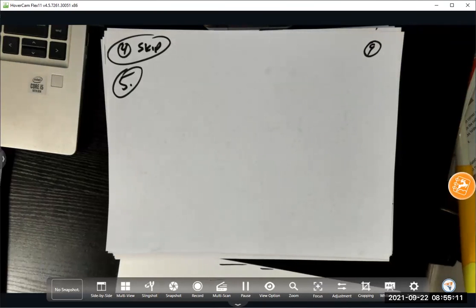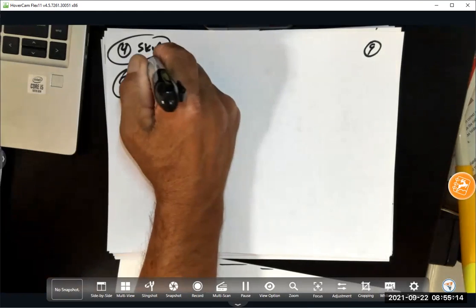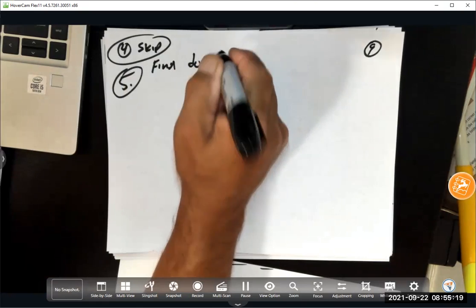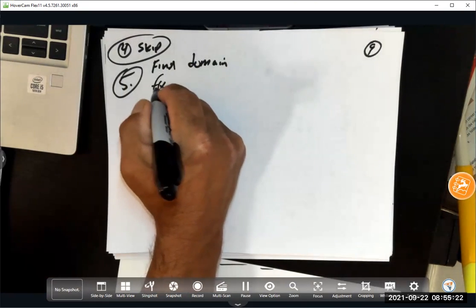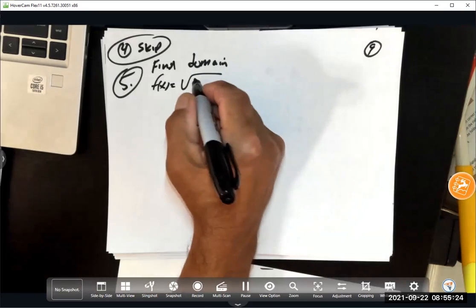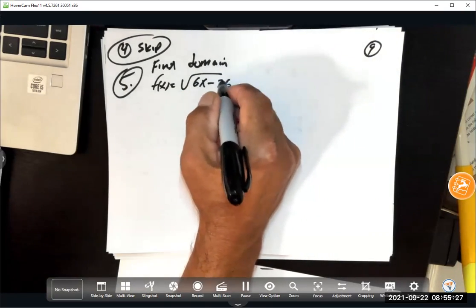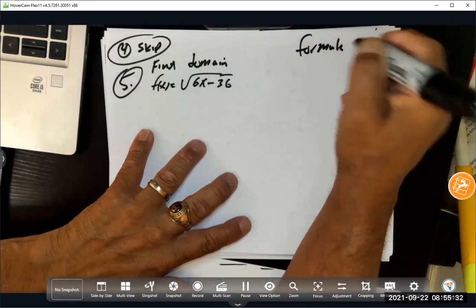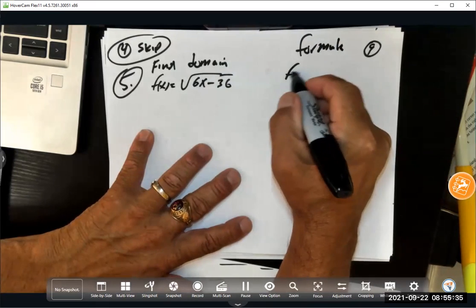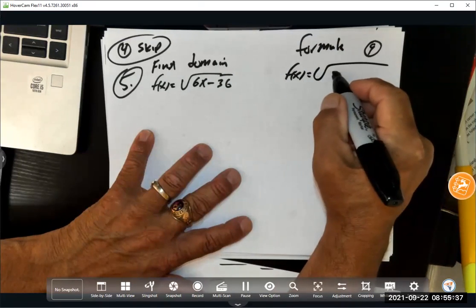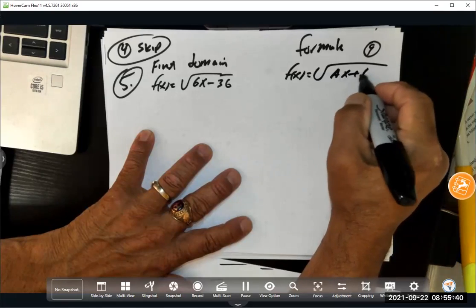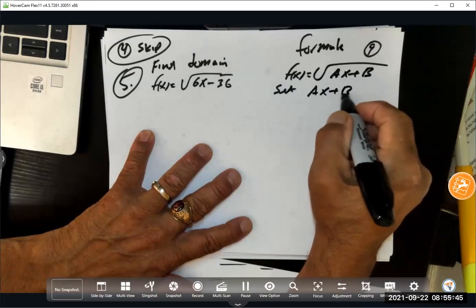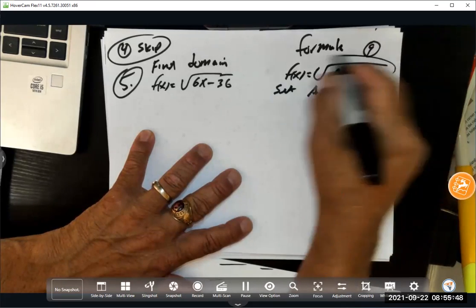All right. So question number 5, or skill number 5, it says find the domain of f of x equals square root of 6x minus 36. Okay, so now I'm gonna give you a formula for this. The formula says this. If f of x equals square root of ax plus b, the way you set this up is you go ax plus b is bigger than or equal to 0. Okay, this is the formula.